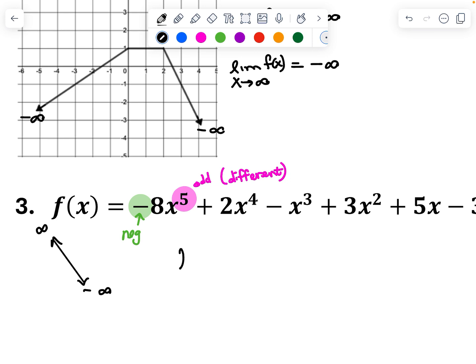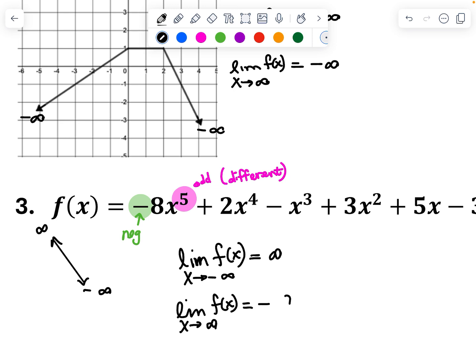So I'm going to say the limit of f of x as x moves towards the left, the graph is moving up. And the limit of f of x as x moves to the right is moving down.